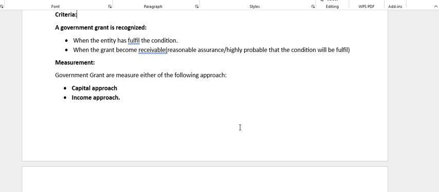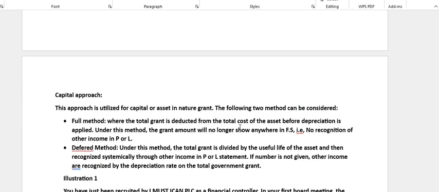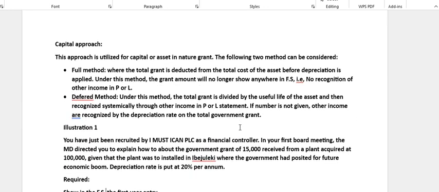Whereas for measurement, that is the calculation now, we said two approaches can be used to calculate your government grant. Number one, you can use the capital approach, or number two, the income approach. The capital approach has to deal with only the asset in nature grant, the asset in nature grant. In other words, the ones that have to do with the condition of you either purchasing, acquiring, or constructing a non-current asset.